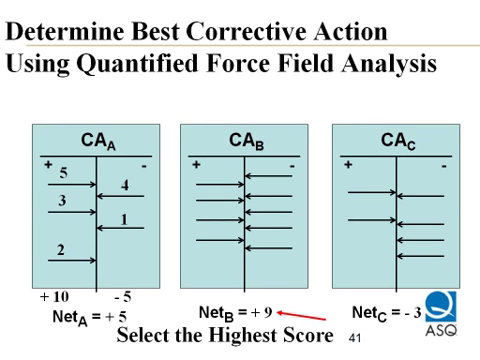Let's suppose corrective action B had a net of +9, and corrective action C had a net of -3. You say, is it possible to get negative values? Of course. There are some aspects of corrective action C that are positive, and they're placed there.